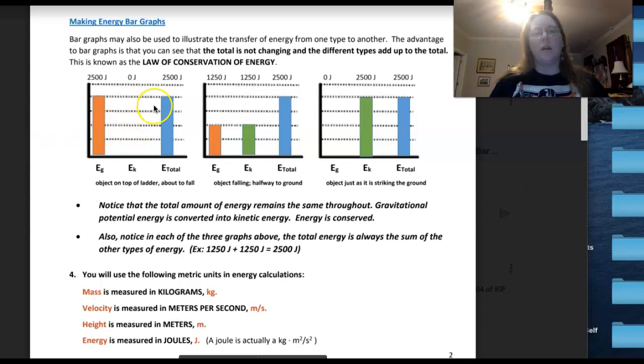So here you've got a bar graph. We have 2,500 joules of gravitational energy. We have no kinetic energy, but it still is all 100%, 2,500 joules of total energy. Here you can see that it's about 50-50. The main thing to remember is when you do the bar graphs, it has to equal 100. Okay, you can't lose any energy.